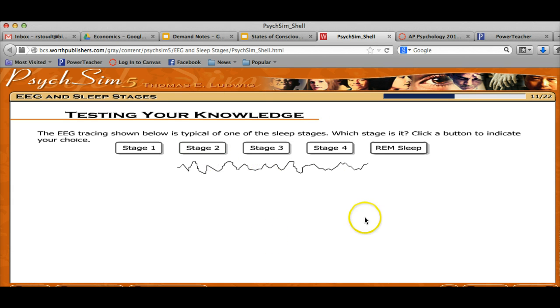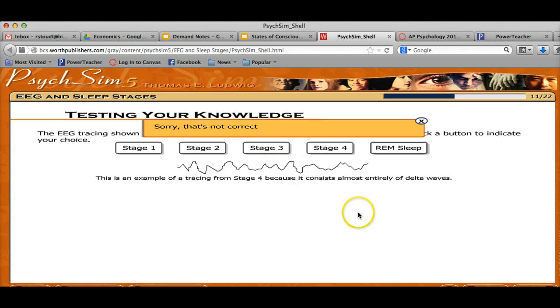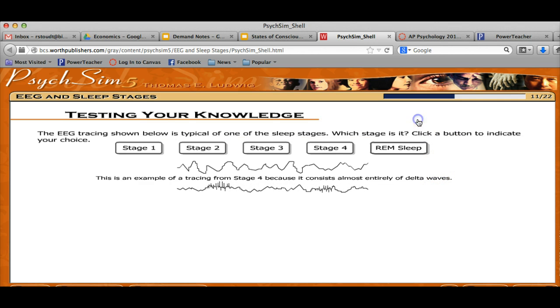Okay, you should have chosen stage 3. Oh no, it's not right, it's stage 4. I was tricking you. Notice it's going to be stage 4 because this is all delta waves, okay? So low and slow, so low frequency, high amplitude.